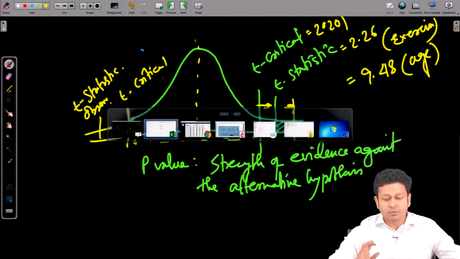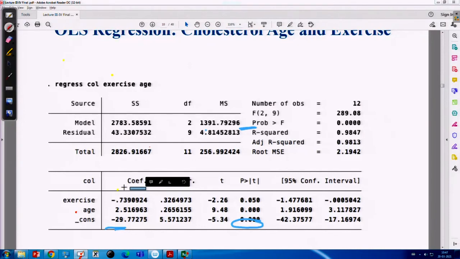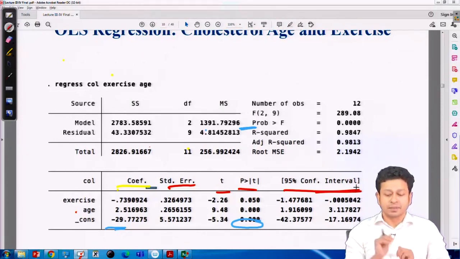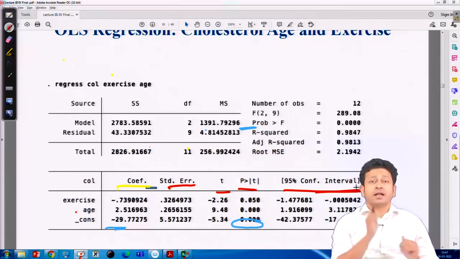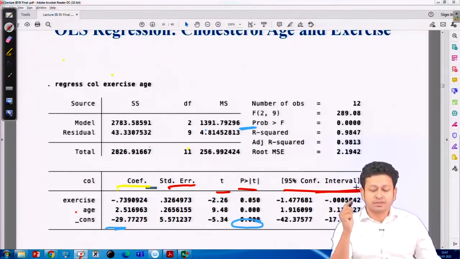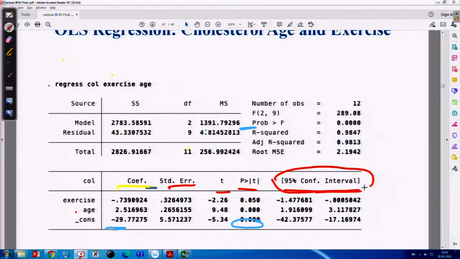So we are done with all these different four terms. We have done the coefficient part, the standard error part, we have understood t, and we have understood the p-value. Now the last part is the confidence interval. Once we do this, we are through with the whole regression table. So how do I calculate the confidence interval? That is what we have to see. Usually we take a 95% confidence interval, where alpha is equal to 0.05 or 5%.